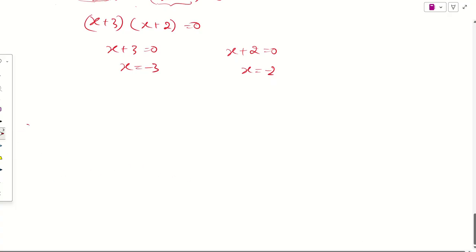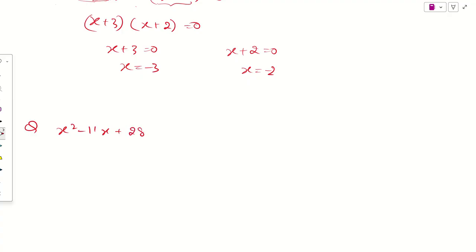Let's take another example. So what will be your first step? You know that b will break into two parts, and the multiplication of those two parts will be a into c, that is 28. And the addition of these two parts will be equal to your minus 11. So how can you find these two numbers?